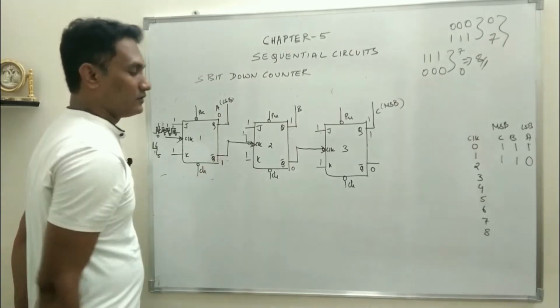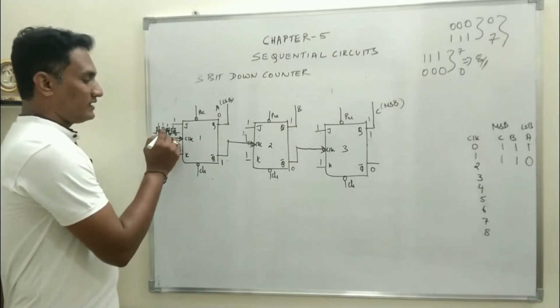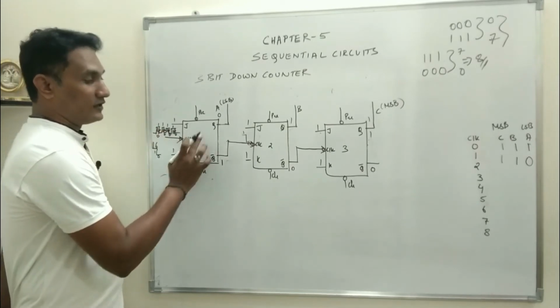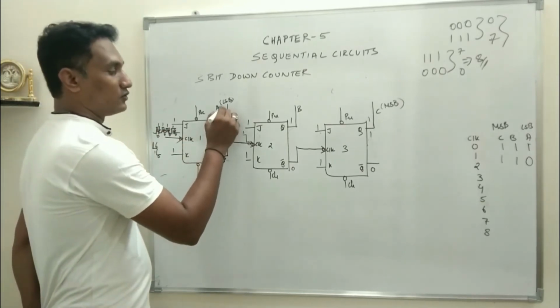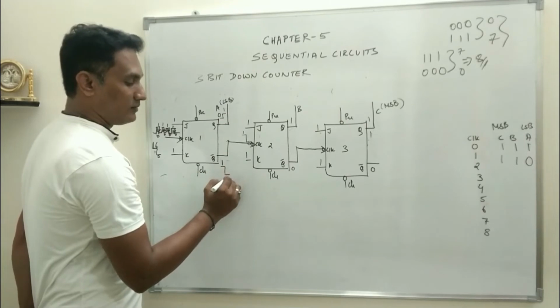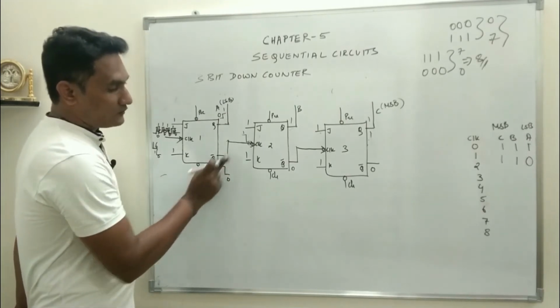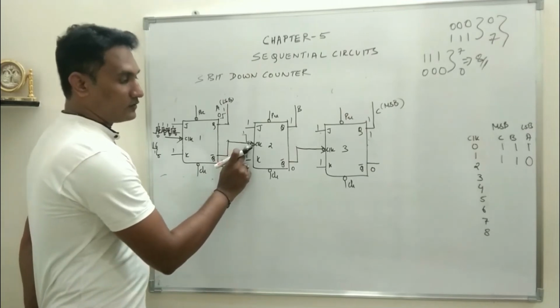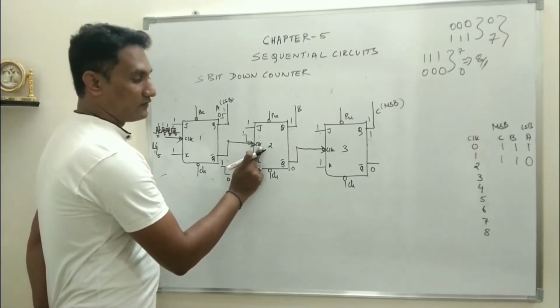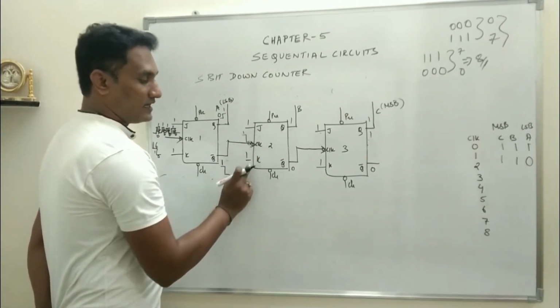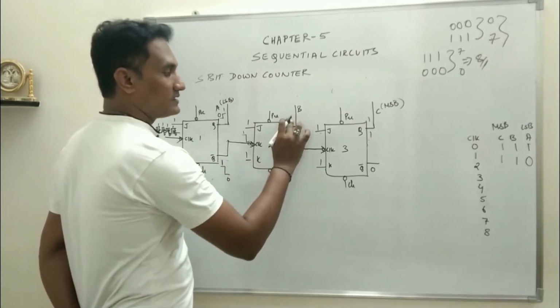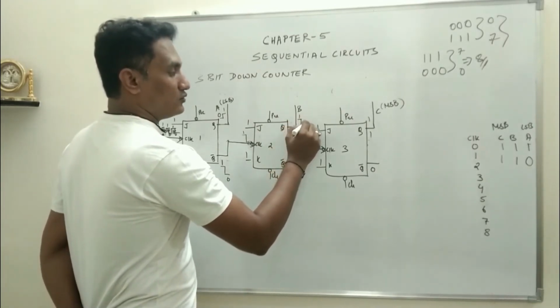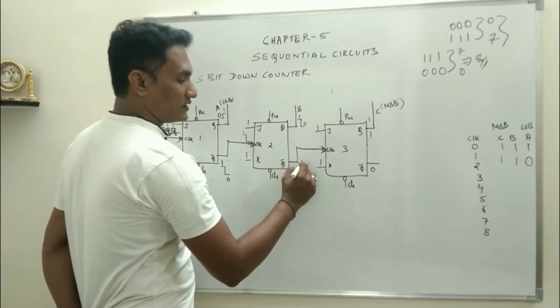Q bar becomes 1. So when the second clock pulse is given, the first flip-flop will toggle again. It will go from 0 to 1. Q bar will go from 1 to 0. As Q bar goes from 1 to 0, see the clock pulse. This is what is going to trigger the second flip-flop. So the second flip-flop gets the clock pulse. As J and K are 1, it will toggle. That means B will go from 1 to 0, but its Q bar will go from 0 to 1.